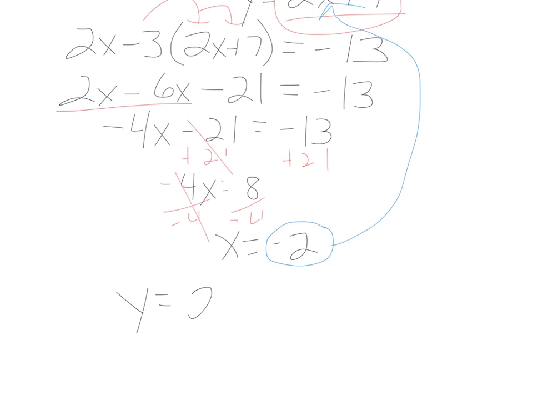Y equals 2 times negative 2 plus 7, which would be negative 4 plus 7, which is 3. So my solution is negative 2, 3. If we had graphed those two lines, they would have crossed at negative 2, 3.